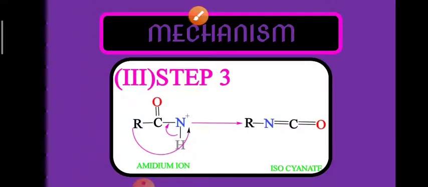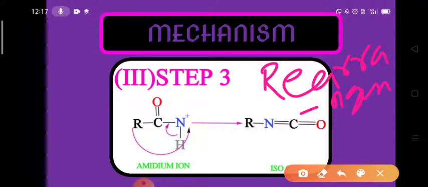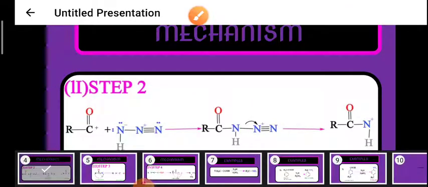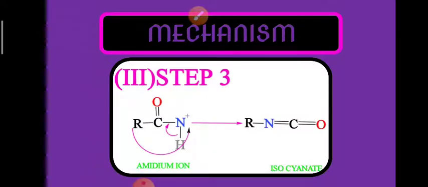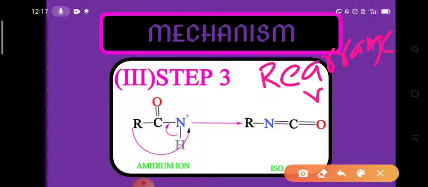In the third step, rearrangement takes place. This amidium ion undergoes rearrangement. As a result, we get the isocyanate. This is a rearrangement reaction step.